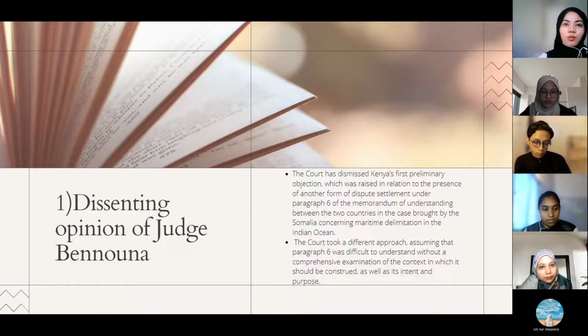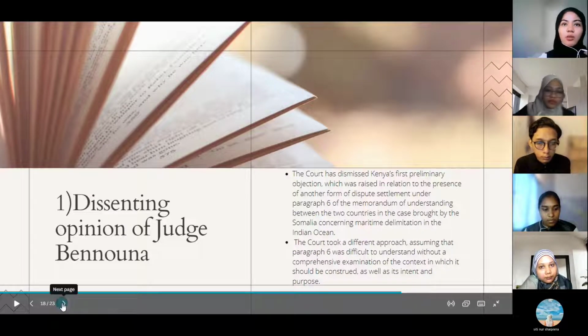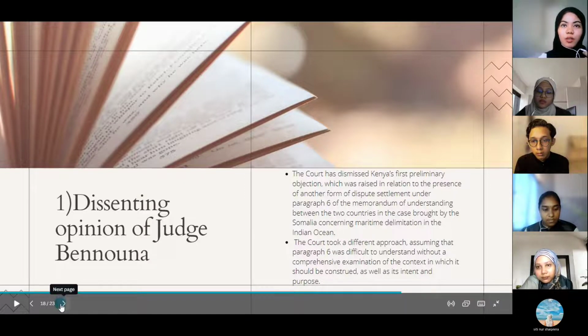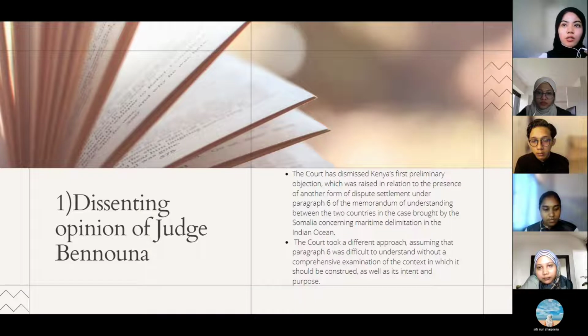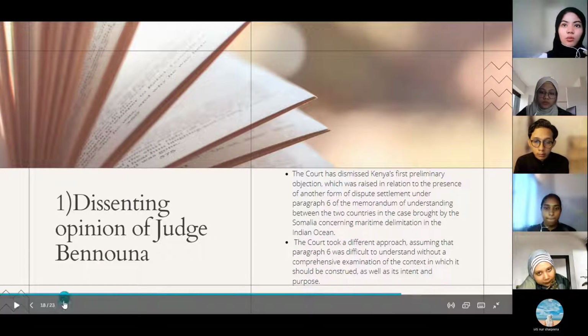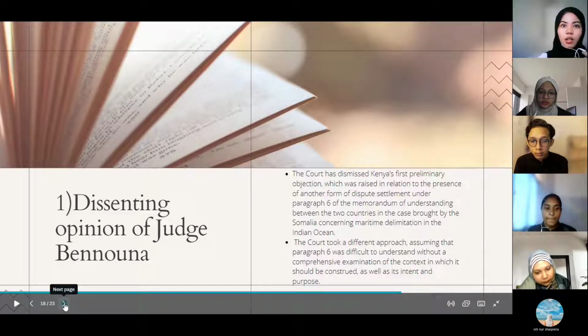The first one is the dissenting opinion of Judge Bennouna. The court has dismissed Kenya's first preliminary objection, which was raised in relation to the presence of another form of dispute settlement under paragraph 6 of the Memorandum of Understanding between the two countries, in the case brought by Somalia concerning maritime delimitation in the Indian Ocean. The court took a different approach, assuming that paragraph 6 was difficult to understand without a comprehensive examination of the context in which it should be construed, as well as its intent and purpose.